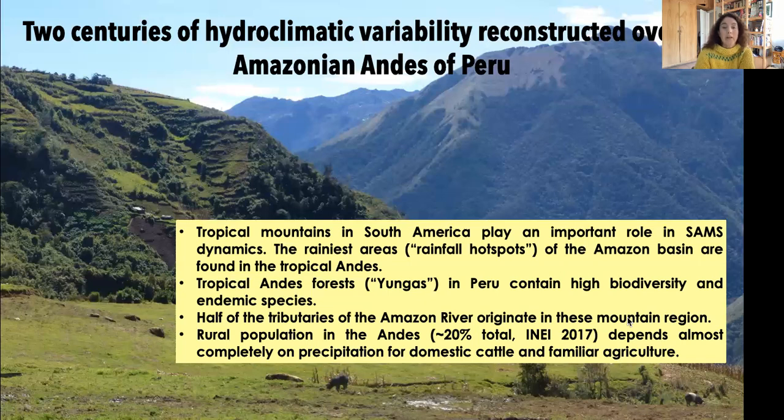depends entirely on precipitation for their family agriculture, the raising of domestic livestock, and the production of exportation goods such as coffee. So this tropical Andes region in Peru is one of the main centers of production of organic coffee, which is in most cases run by local cooperatives, and of course, very dependent on precipitation.